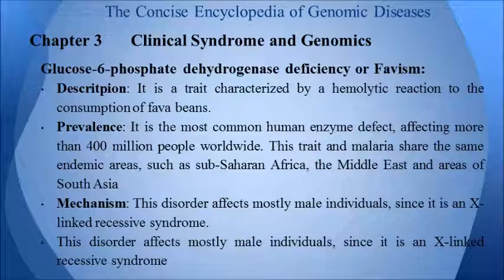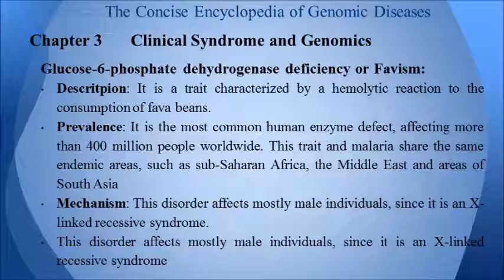Glucose-6-phosphate dehydrogenase deficiency, or favism, is a trait characterized by a hemolytic reaction to the consumption of fava beans. Patients might suffer from non-immune hemolytic anemia in response to the consumption of fava beans, infection, or exposure to certain medications or chemicals.